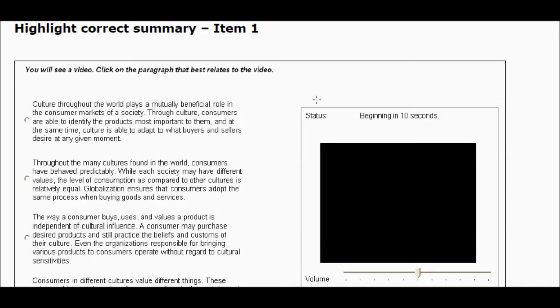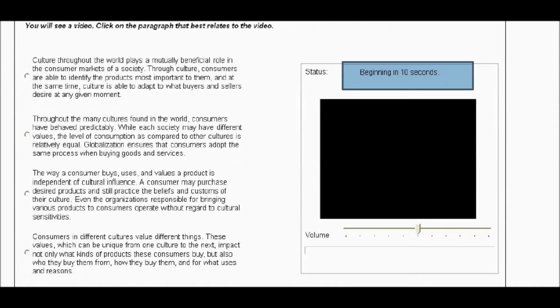And the first tip that I am going to give here is that you will be getting around 10 seconds before the audio is going to play. Within this 10 seconds, they will be giving four summaries. Okay, these are the four summaries. So only 10 seconds you have.